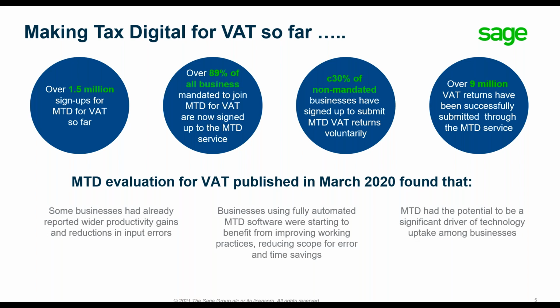So since 2019, HMRC have carried out some independent research. And what they've found is that some businesses had already reported wider productivity gains and reductions in input errors. Businesses using fully automated MTD software were starting to benefit from improving working practices, reducing scope for error, and also time savings. And MTD had the potential to be a significant driver of technology uptake among businesses.